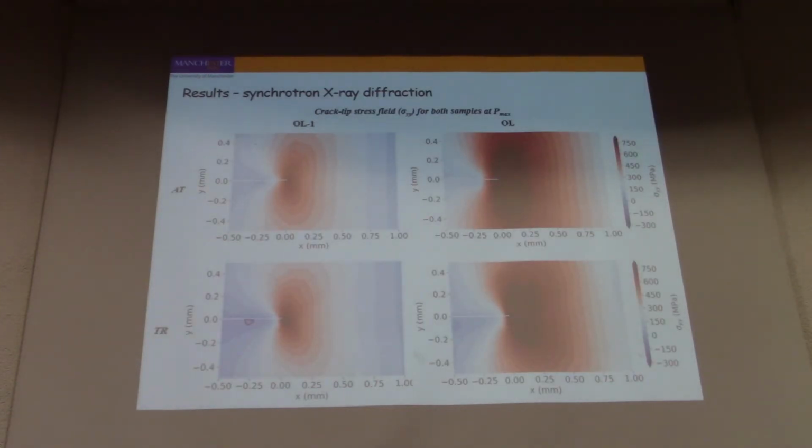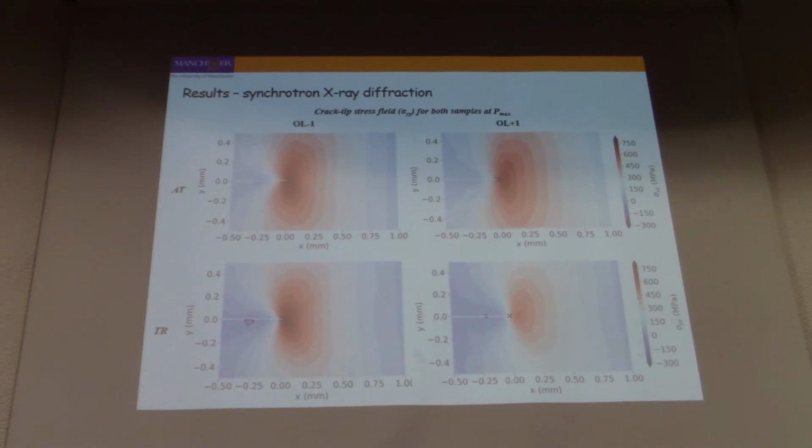This is the synchrotron X-ray diffraction result. It's the stress field around the crack tip in the crack opening direction at the maximum load. Here we can say overload minus 1, which means one cycle before overload. And we can say the stress is increased by the overload event.